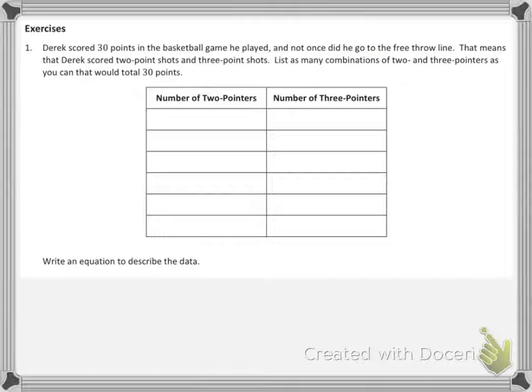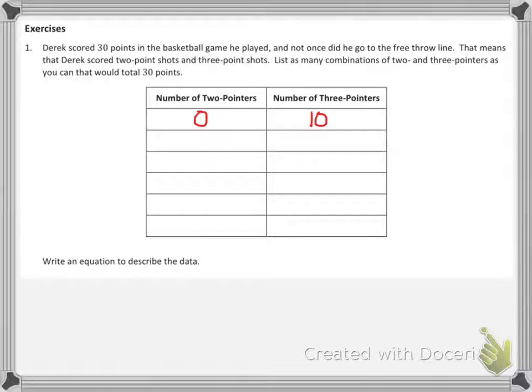All right, in the exercises today, we've got Derek, who scored 30 points in the basketball game he played, and not once did he go to the free throw line. That means that Derek scored 2-point shots and 3-point shots. List as many combinations of 2 and 3-pointers as you can that would total 30 points. Let's start out with what if he made no 2-pointers? What if he had 0 2-pointers? That means he would have to have made 10 3-pointers. 10 times 3 is 30. So that's a possibility.